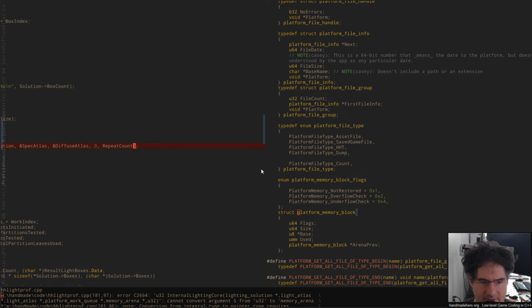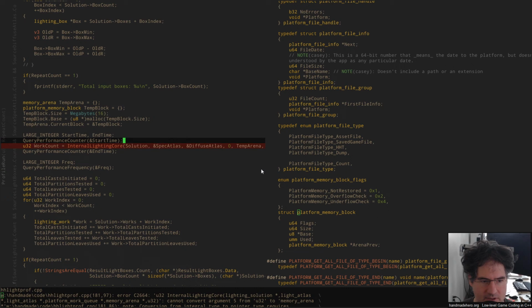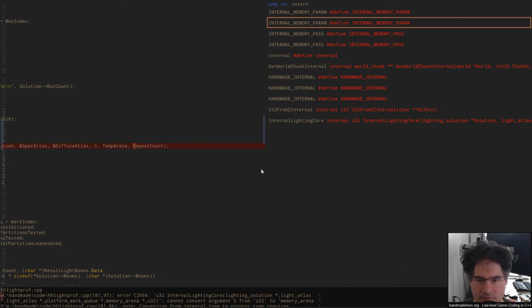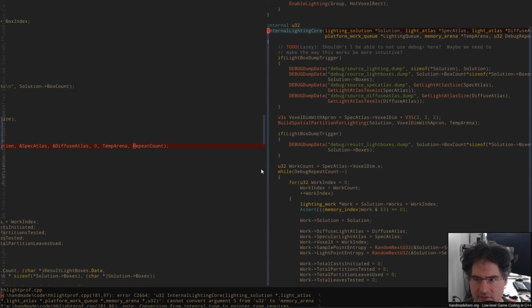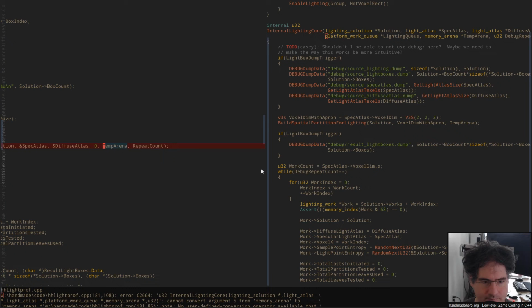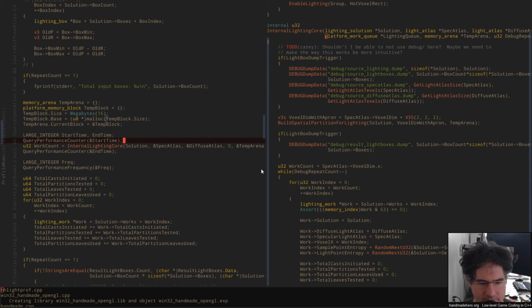That's my assumption anyway. So if we pass the temp arena into the internal lighting core, I don't quite remember the order of passing here. So the debug repeat count comes last. So that should do it. And I think that's all we need. So I think that's everything for building the spatial partition.